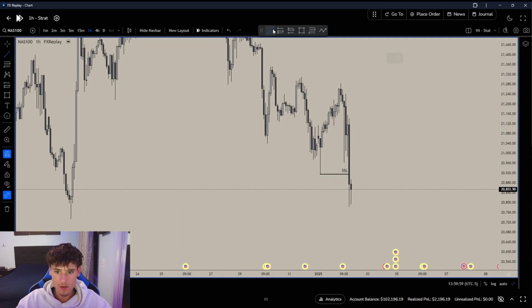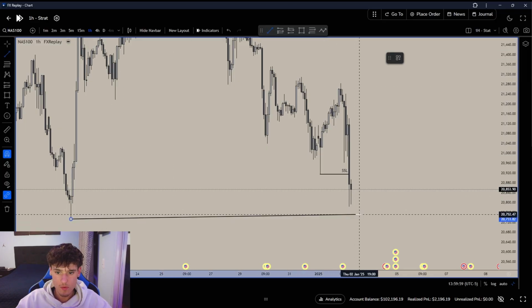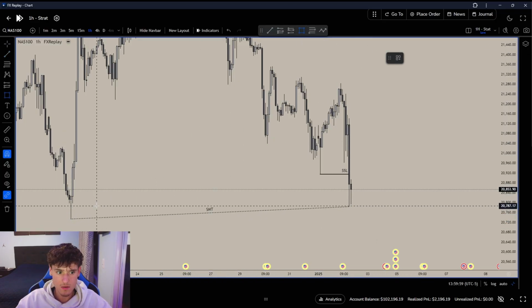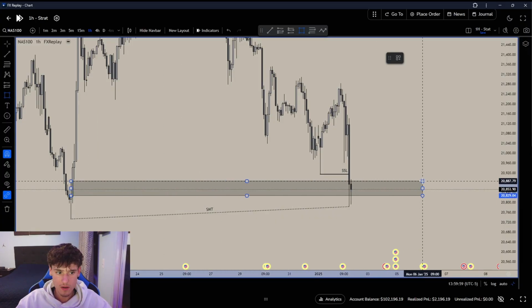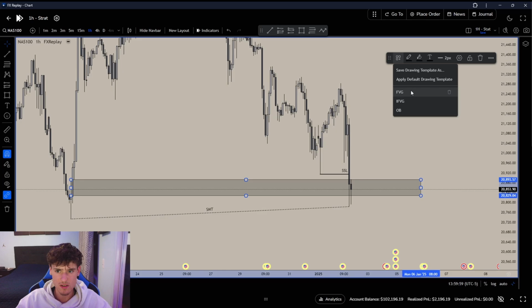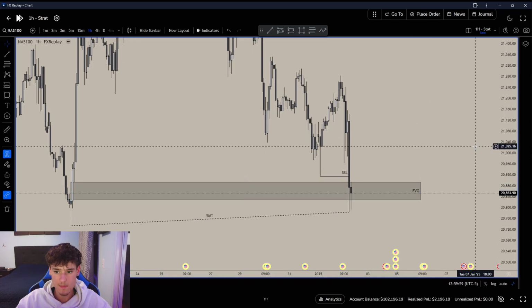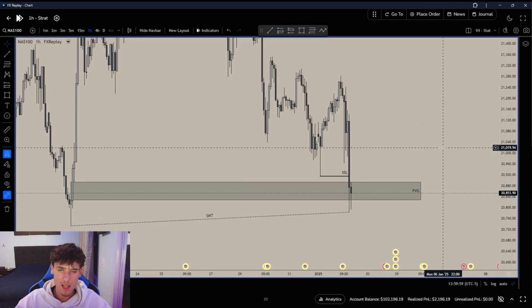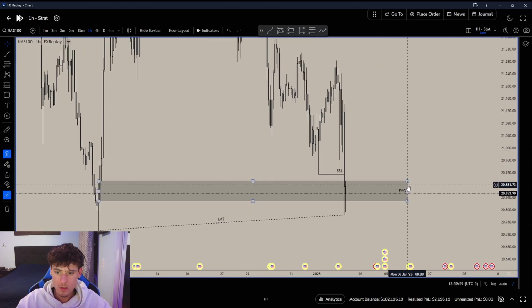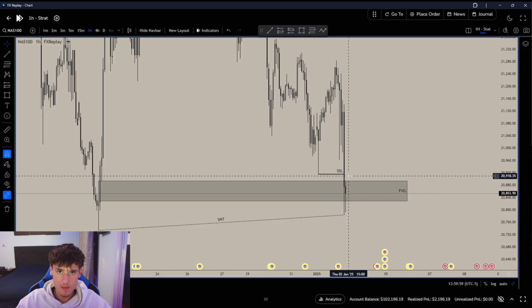We have sell side liquidity. Now, what else do we have? We have an SMT between NASDAQ and ES. What's another thing we have? We have a fair value gap. Now, I know you might say, hey, Alexander, this is actually 5 ICT concepts. Well, fair value gap inversion, I count it as 1 since it is technically the same concept. So we have 1, 2, 3. What's one thing we're missing?